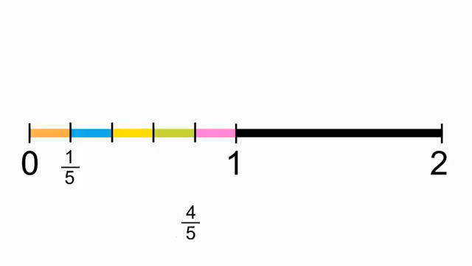Let's do one last problem. This time, we're going to start with a number line that goes from 0 to 2. How would we show 4/5? First of all, remember that 4/5 is between 0 and 1, so it's going to be in this part of the number line. So, let's divide this part of the number line into fifths. Now, counting from 0, we have 0, 1/5, 2/5, 3/5, 4/5. 4/5. Here's the location of 4/5 on our number line.